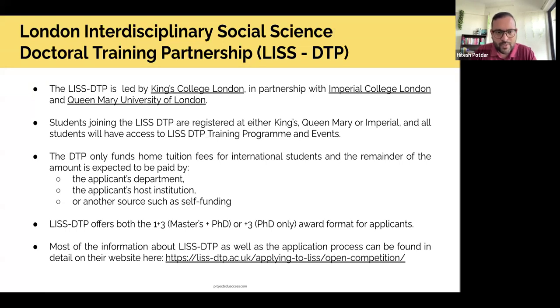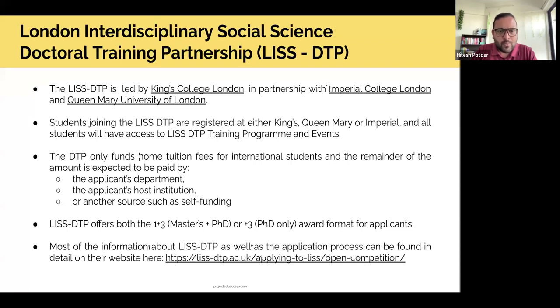So let's talk about LISS DTP, the long form of which is London Interdisciplinary Social Sciences Doctoral Training Partnership, which is led by King's College London. And it is in partnership with Imperial College London and Queen Mary University of London. So LISS DTP provides this studentship across these 3 institutions within London, and they are also situated very close to each other in London.